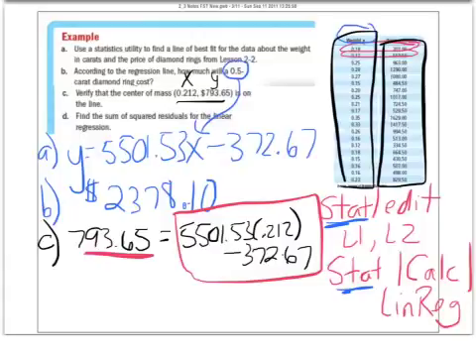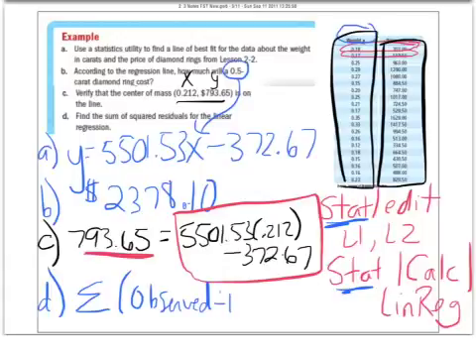Okay, part D. Find the sum of the squared residuals for the linear regression. In part D, this is something that we can use the calculator to help us to do. And we did talk about how to find the sum of the squared residuals in section 2.2. Let me just revisit for you what it is. You're going to find the sum, so sigma, of the squared residuals. Well, a residual, remember, is observed minus predicted. And it's the sum of those squared.